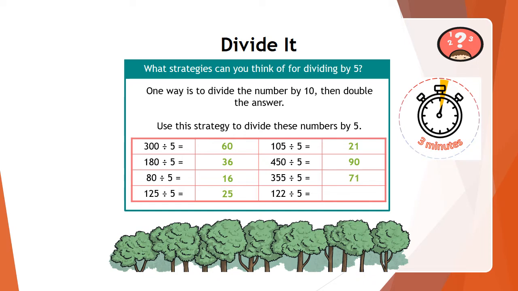And for the last one, 122 divided by 5. Well, 122 divided by 10 is 12.2. So to double 12.2, we double the 12, which is 24, then double the 0.2, which is 0.4. So we get 24.4. Well done if you managed to get those.